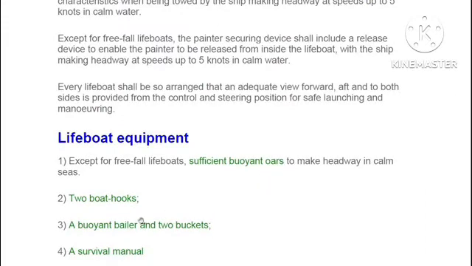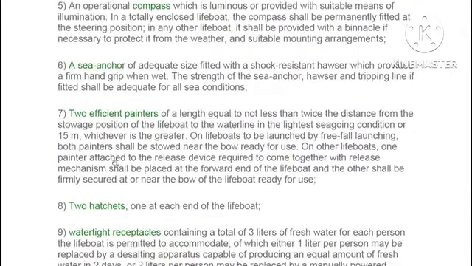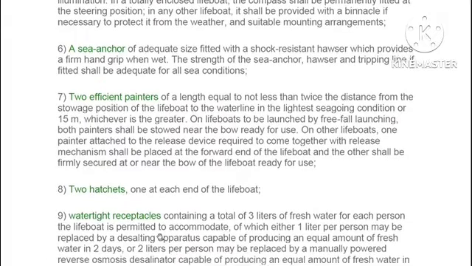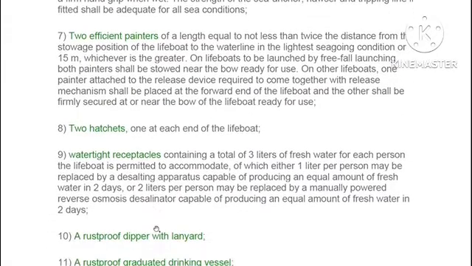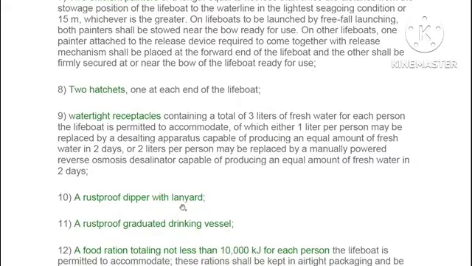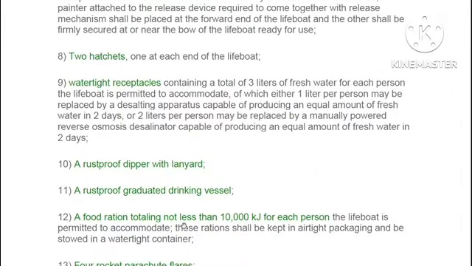Sufficient buoyant oars, 2 boat hooks, a buoyant bailer, 2 buckets, a survival manual, an operational compass, a sea anchor, 2 efficient painters. You can pause the video and read it carefully. 2 hatches, watertight receptacles. We have a rust-proof dipper with lanyard, a rust-proof graduated drinking vessel, a food ration totaling not less than 10,000 kilojoule for each person.